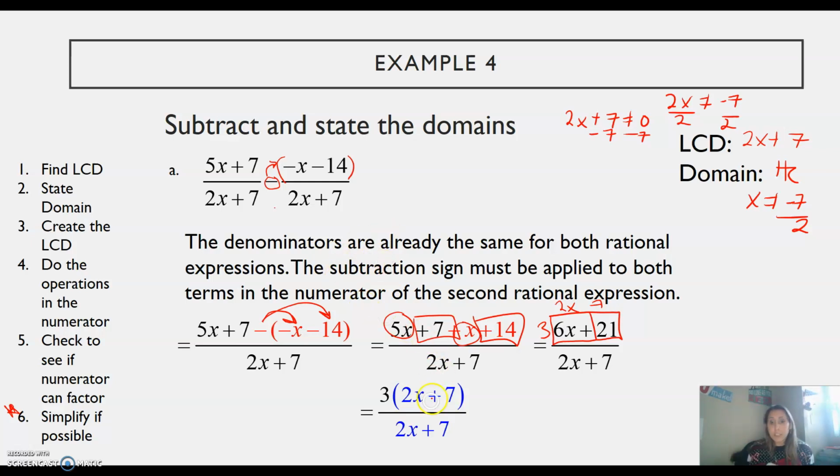All right. So it looks like we do have a big one right here. We end up with 3 times 1, which is just 3. So when we subtract those two fractions, we end up with 3.